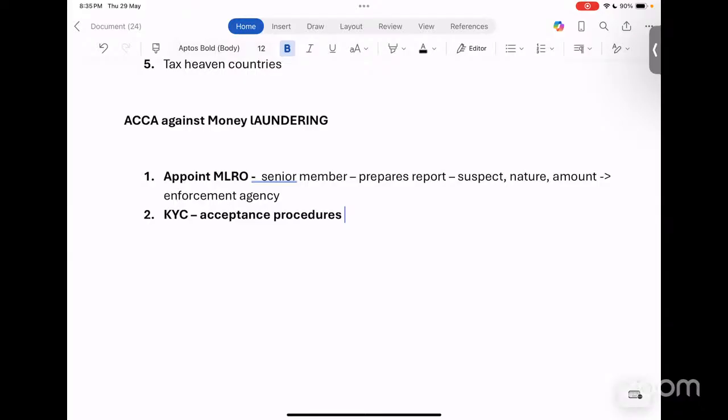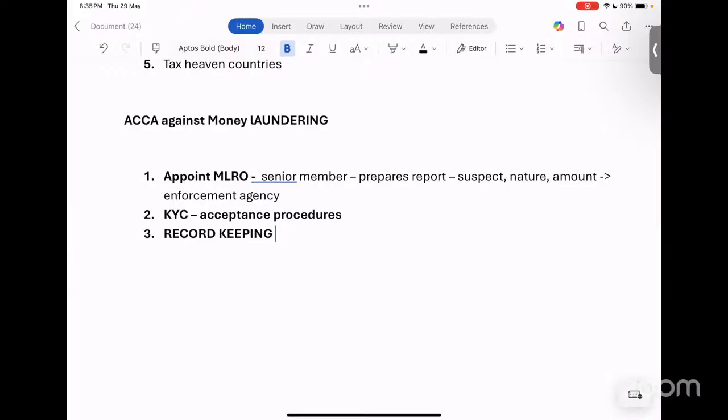So we check the whole reputation and the risk profile of our client. And we also maintain our records. Record keeping is very important, because if that person is involved in money laundering, sooner or later there will be a case or something like that, and you will end up being called up in the court. So you are supposed to be ready with your records.